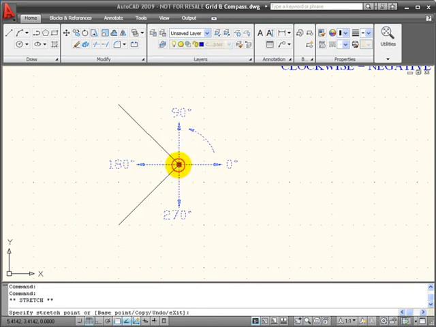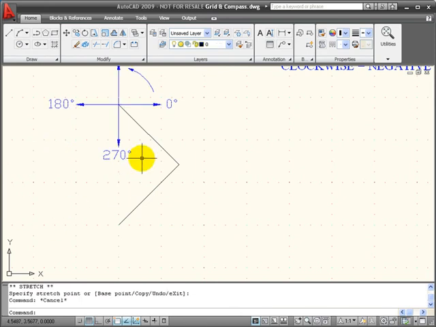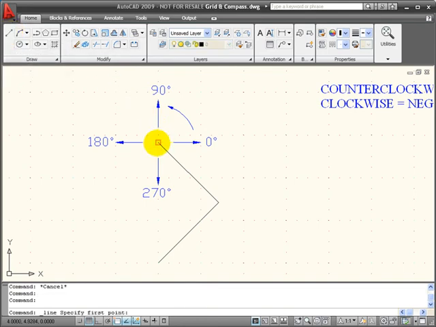Let's move my compass over to this point and we'll calculate what the angle should be on a relative polar entry here. I'll get my line, and I'm going to start here. We'll say at a distance of 2, angle of, if this is 0, this is 90, 180 plus 45 would be 225 degrees.